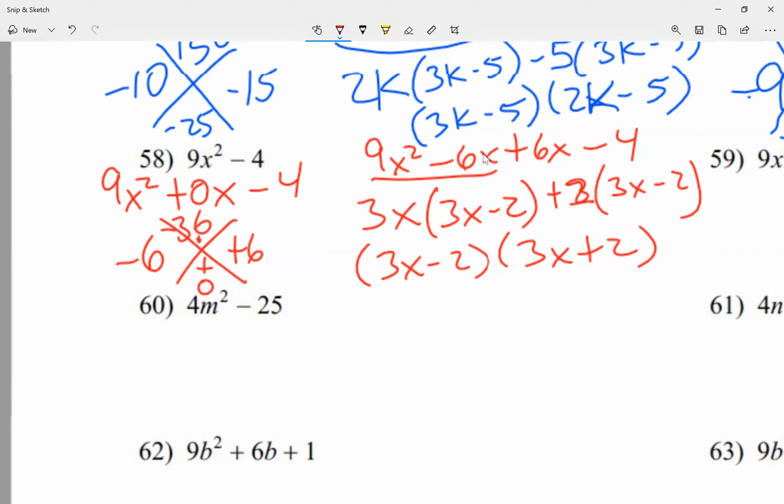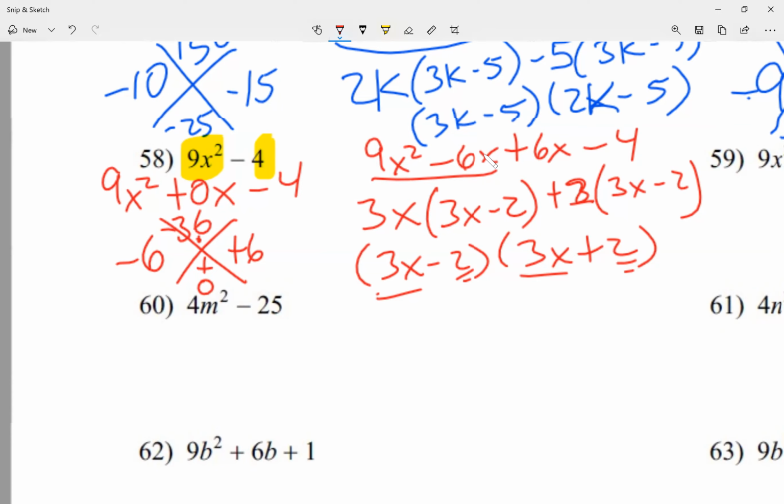Now, I'm going to say something. The easy way we can do this, I can do when there's two terms, and I can do the square root on each. The square root of 9x squared is 3x. Notice how the square root of 9x squared, that's how I'm going to start each of my parentheses, 3x. I see the end. The square root of 4 is 2. Notice that's how I ended my parentheses. One of them has a minus, one of them has a plus.